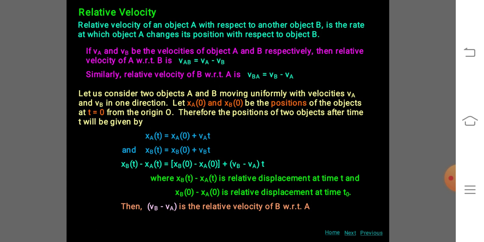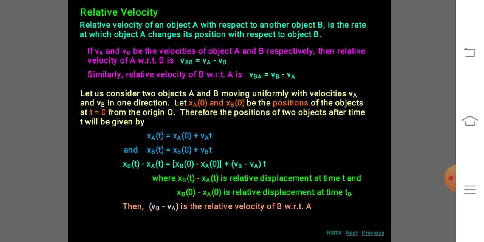Okay, so let us try to understand a small derivation related to it. Here we have to consider two objects A and B. They are moving uniformly with velocities VA and VB respectively. VA is the velocity of object A and VB is the velocity of object B. Let xA0 and xB0 be the positions of the objects at t = 0 from the origin. The time is what here? 0. And xA0 and xB0 are the positions of objects A and B respectively.